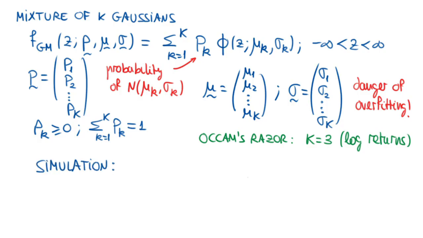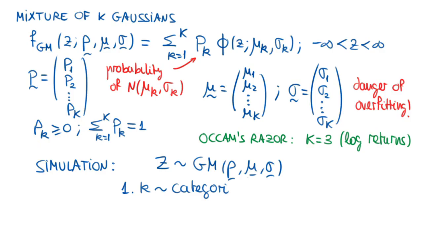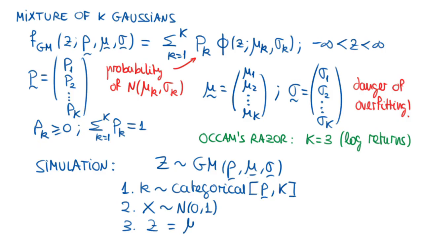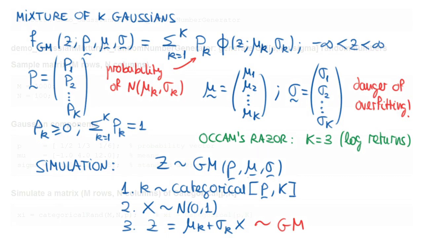To generate a sample from a Gaussian mixture of parameters p, mu, and sigma, we first generate a sample from a categorical distribution of parameters p and capital K. The second step is to generate a sample x from the normal 0,1 distribution. Finally, we compute z equal to mu_k plus sigma_k times x, which is a sample from the Gaussian mixture. Let's now write a program that implements this algorithm.